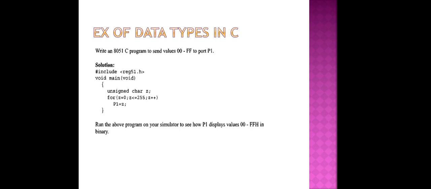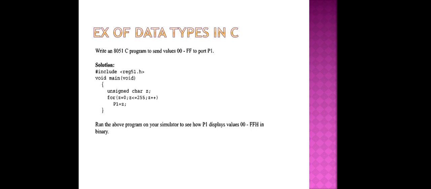This #include <reg51.h> is the header line of the C program. Then the main program starts from void main(void) with an opening curly bracket. Then these values are sent. This is an example of unsigned characters.